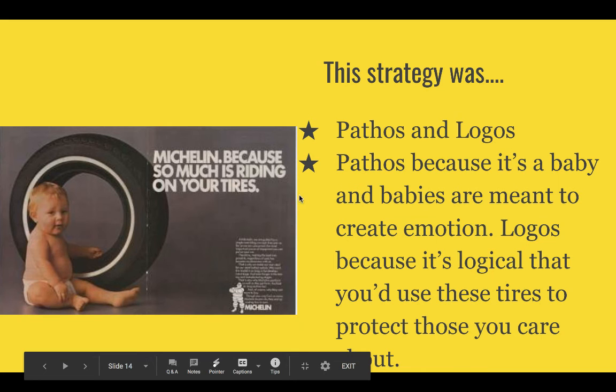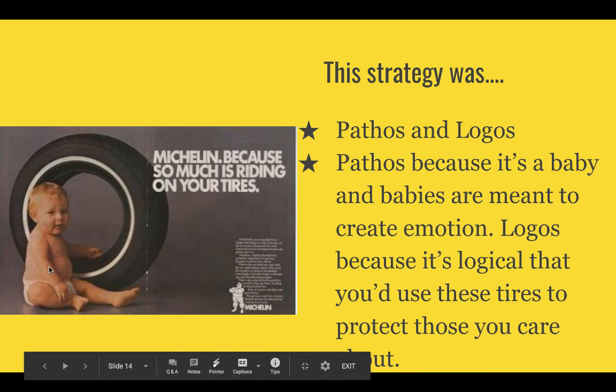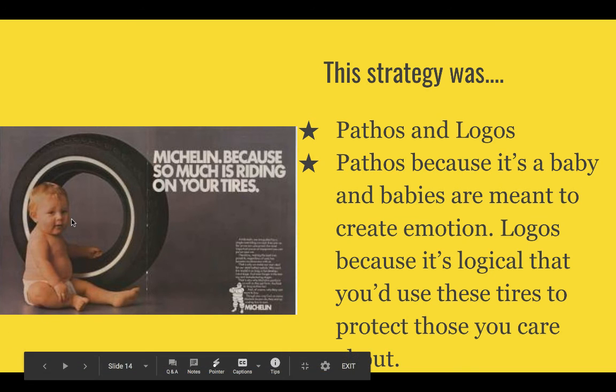But there's also pathos, right? Think of the other choices that the author could have made there. The author could have just put a tire here. Could have put a tire on a car, right? We want to protect the car. Or could have just put another person here, maybe an ugly middle-aged person or something, right? But they chose not to do that. They chose a baby.